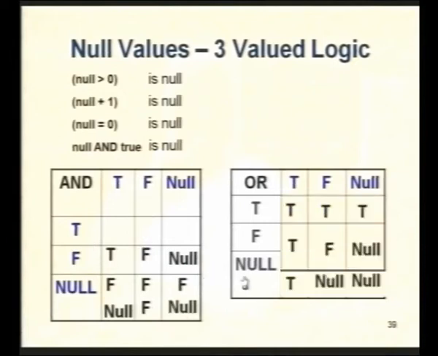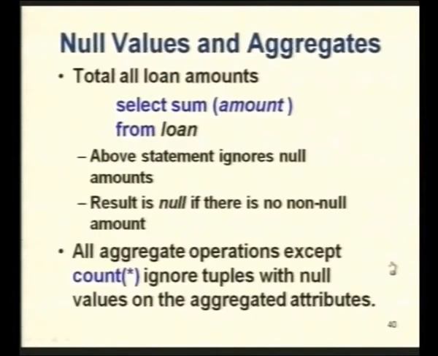Now, let us look here. You have true or true is true, false or true is true, true or false is true, and false or false is false. This is a normal OR table, and with null you have null or true is true, and then you have null or false is null. So, that is the logic that we use, and similarly null or null is null.